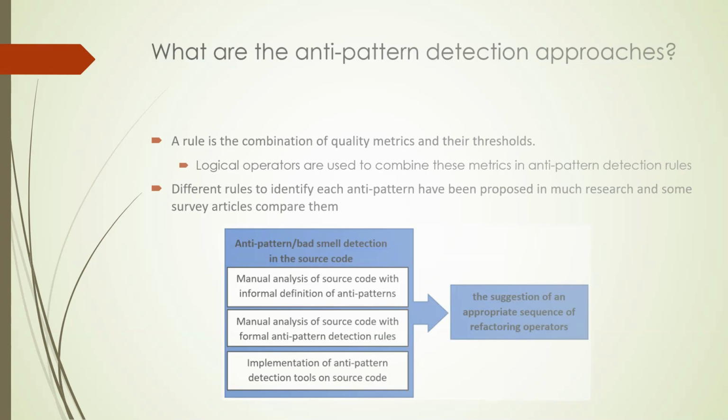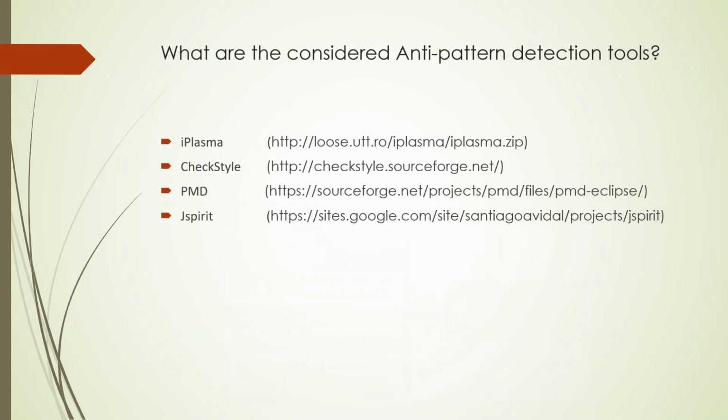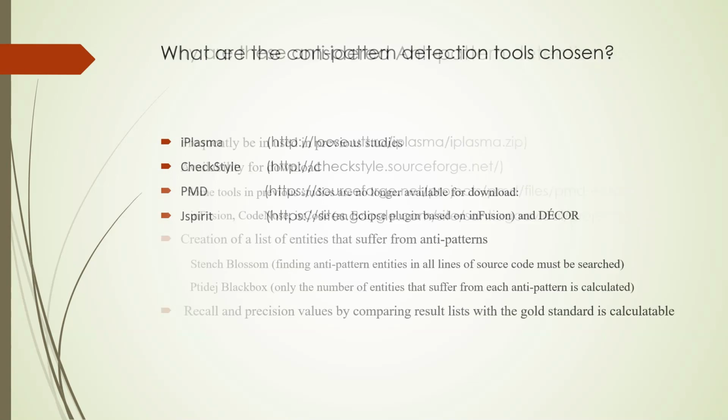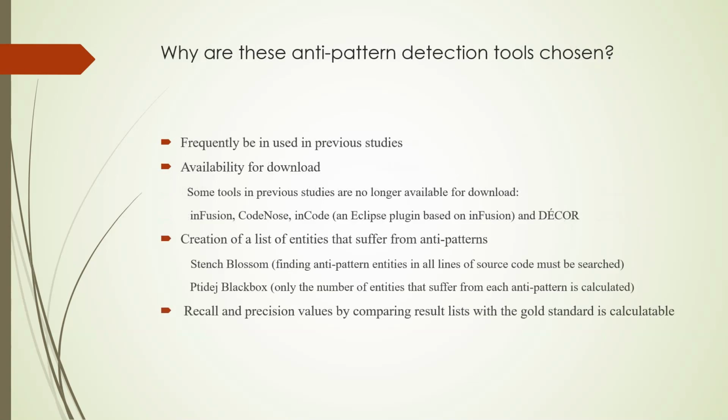We consider four anti-pattern detection tools in our study: iPlasma, CheckStyle, PMD, and JSPRIT. The website addresses where you can download these tools are available here. We have chosen these tools for four reasons. They are frequently used in previous studies. They are available for download and they can create a list of entities that suffer from anti-patterns.